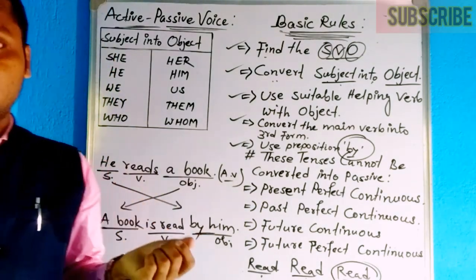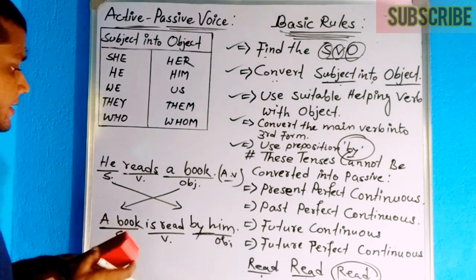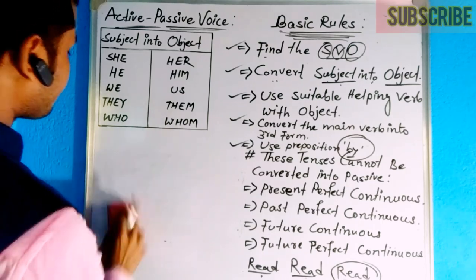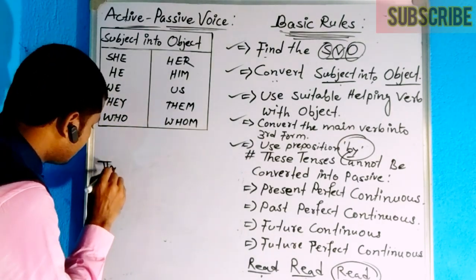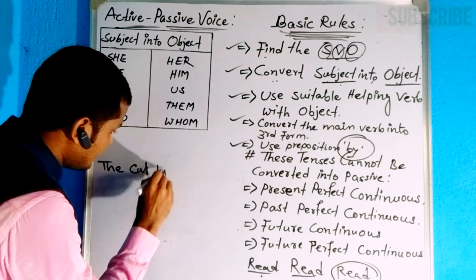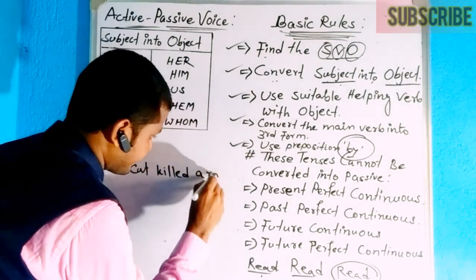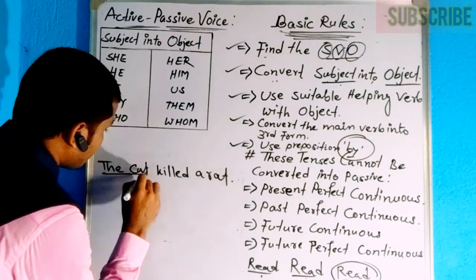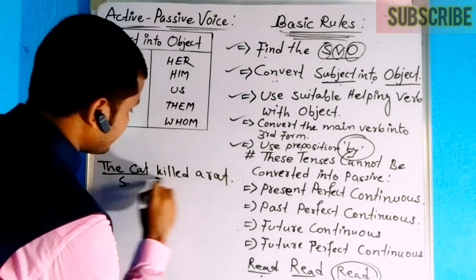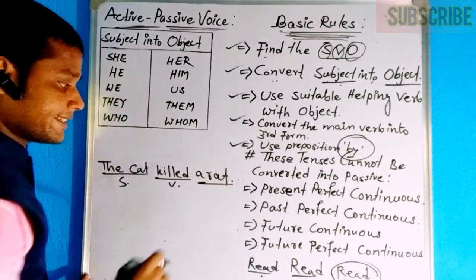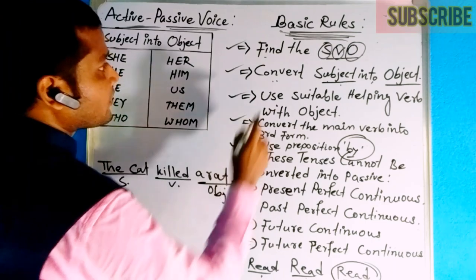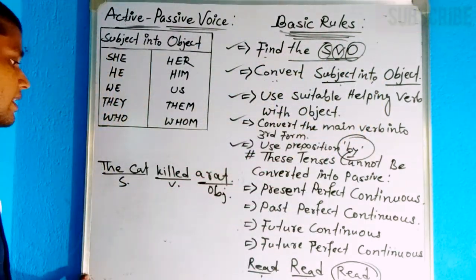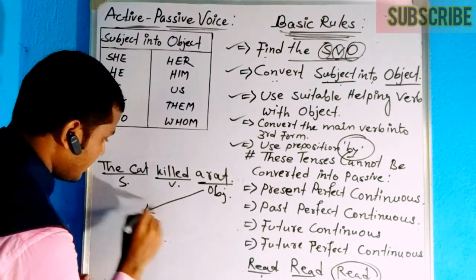Another example I will give you, dear students, so it will be easy for you to understand. The cat killed a rat. So the subject here is the cat, killed is the verb, and rat is the object. So we have found the subject, verb, object. Convert subject into object. So here the object will be the subject, as per the rule I have said.